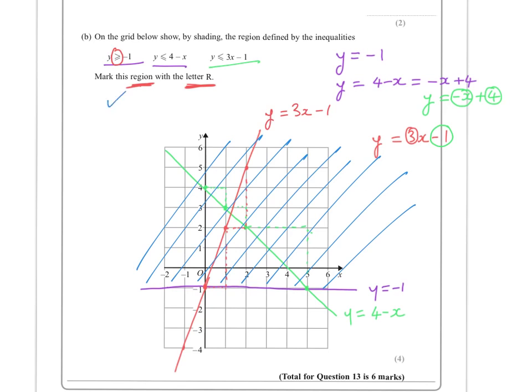The second one, we want everything less than or equal to the line. So we want to go less than the line 4 minus x. So I'll hold my pen at a different angle here and shade that. And then last but not least, we want y is less than or equal to 3x minus 1. So let's shade this part in.